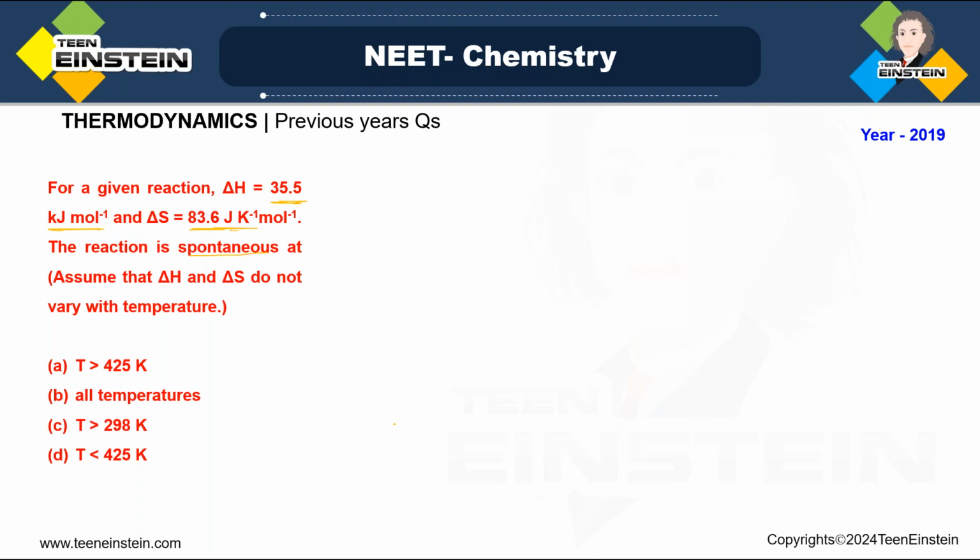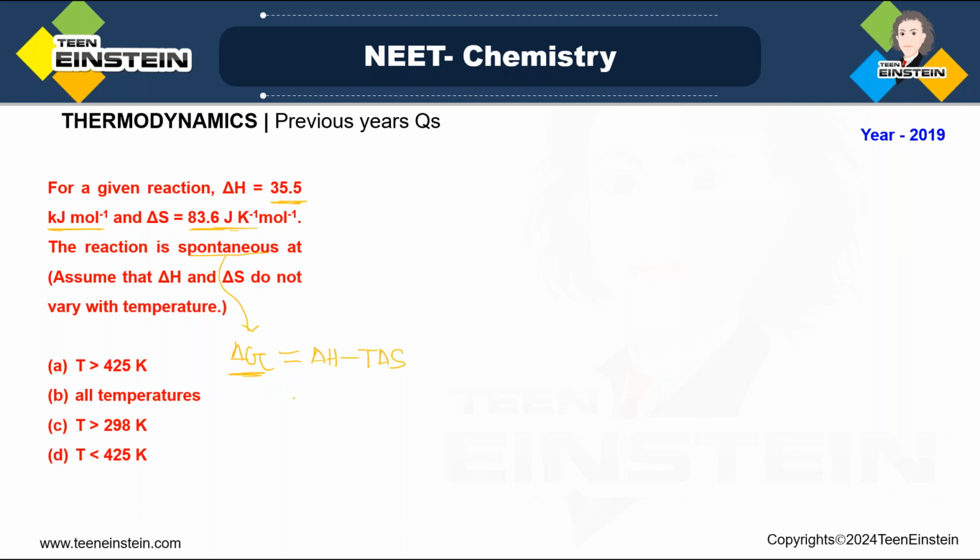Now we have to find the temperature where it is spontaneous. For spontaneity to be decided, we need the sign of del G, whether it is negative or not. Now del G's value is not directly given. You just have the values of del H and del S. And we know the relationship of del H, del G and del S. So this is the relationship. Now for this process to be spontaneous, del G has to be negative, right?